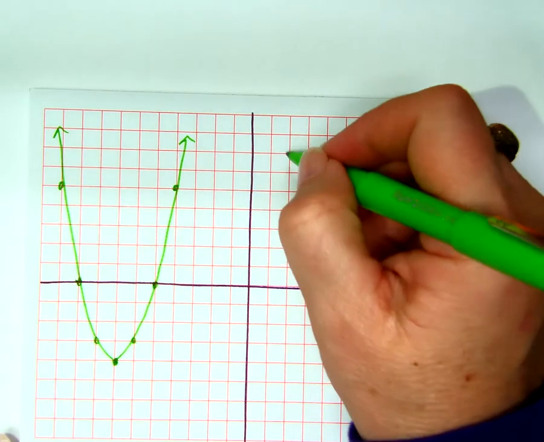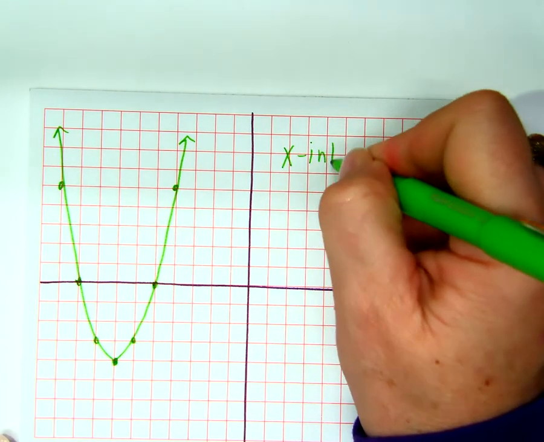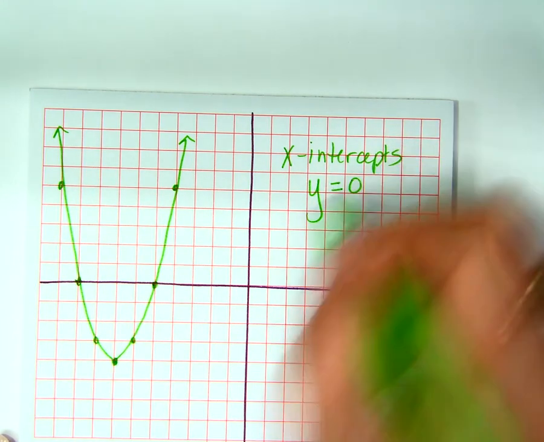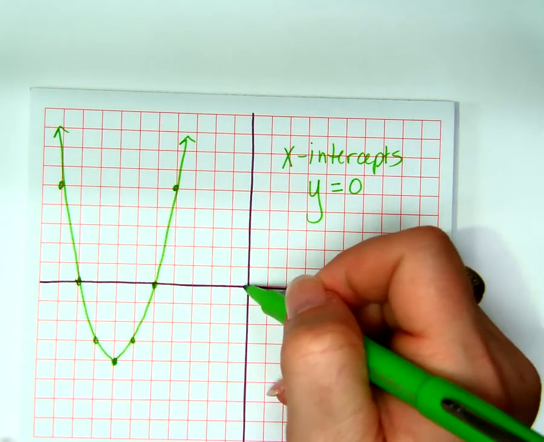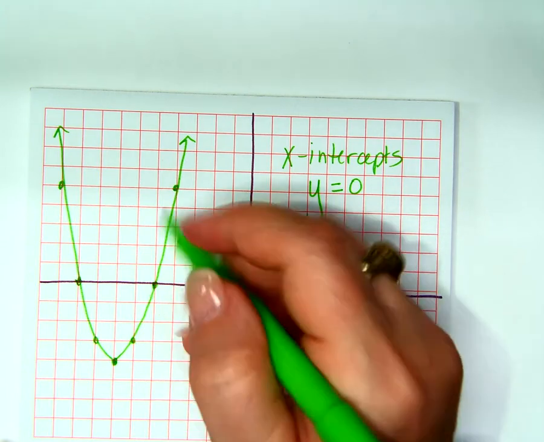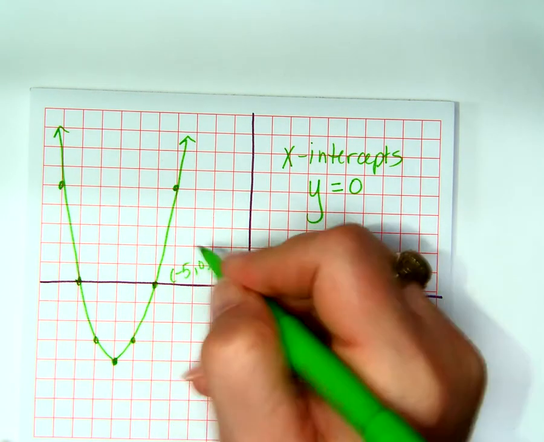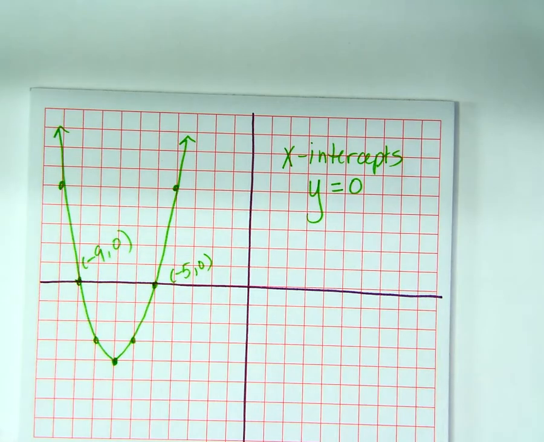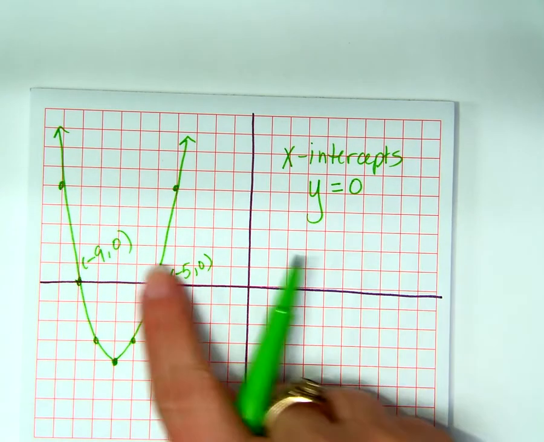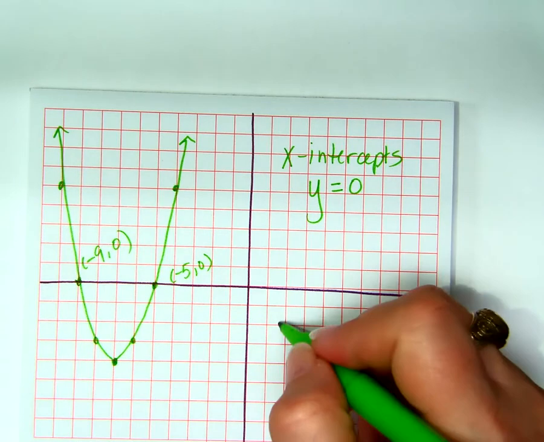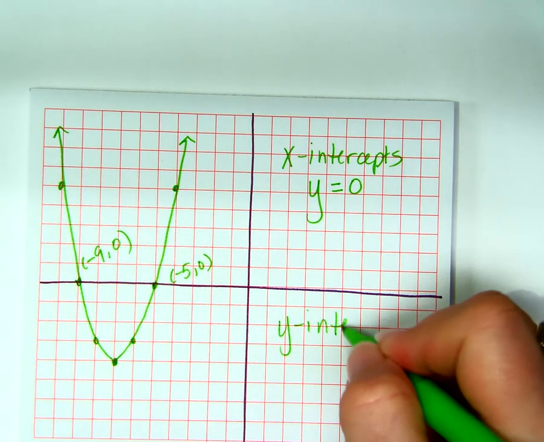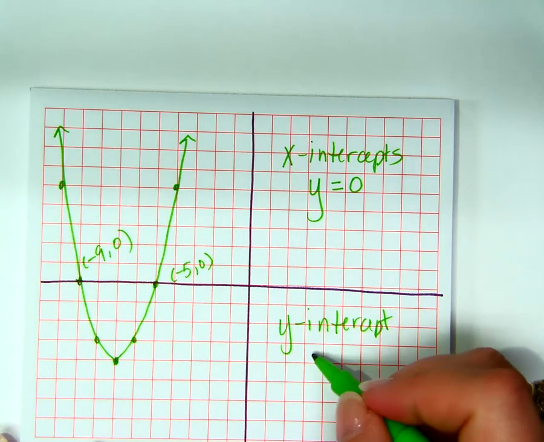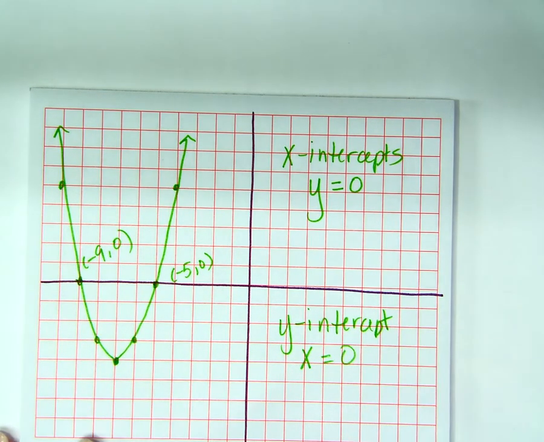But what I want you to remember is for x-intercepts, the y equals 0, right? An x-intercept, this is going to be 1, 2, 3, 4, 5, so negative 5, 0, 6, 7, 8, 9, and this is going to be negative 9, 0. So for the x-intercepts, y is equal to 0. You can look at the point and tell that. But that also means that for the y-intercepts, or depending on if there's one or multiple, x's are zeros.